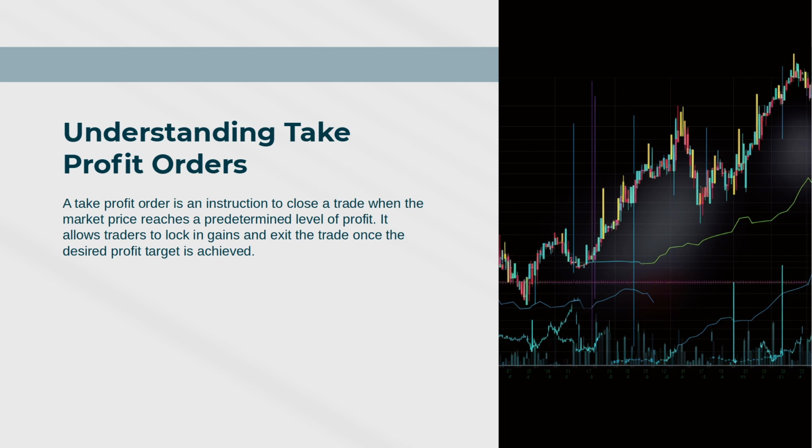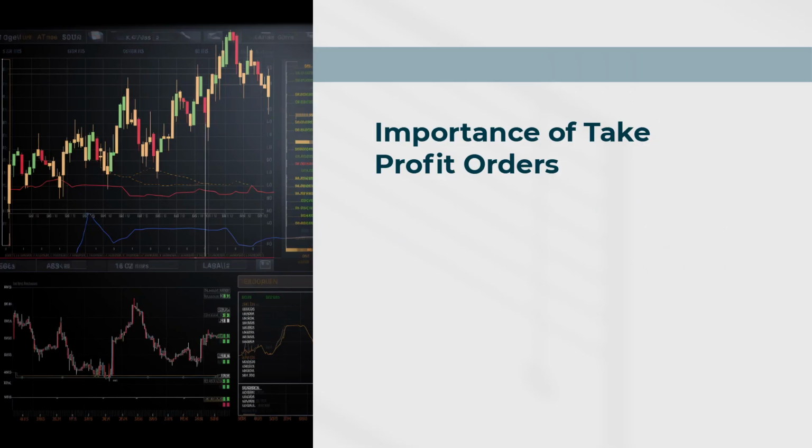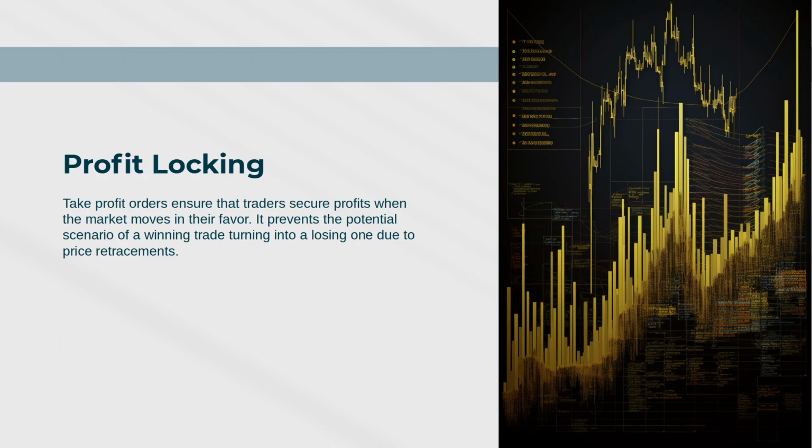Understanding take-profit orders. A take-profit order is an instruction to close a trade when the market price reaches a predetermined level of profit. It allows traders to lock in gains and exit the trade once the desired profit target is achieved. Importance of take-profit orders. Profit locking. Take-profit orders ensure that traders secure profits when the market moves in their favor. It prevents the potential scenario of a winning trade turning into a losing one due to price retracements.